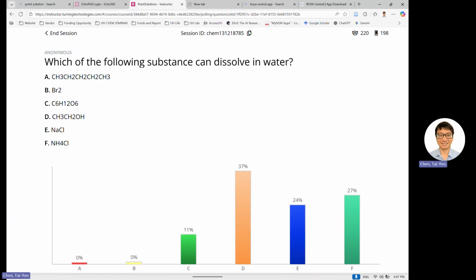Sugar, glucose, yes. I guess many of you are bio majors or bio-related majors, so you should recognize the formula C6H12O6. It contains a lot of OH inside the formula. Again, OH rich, therefore hydrophilic. So C is definitely one of your answers. What's D? Alcohol, ethanol. You see that big OH over there? So it will be hydrophilic as well.